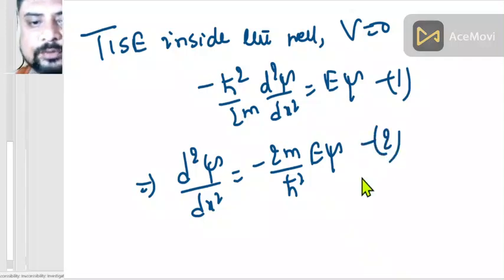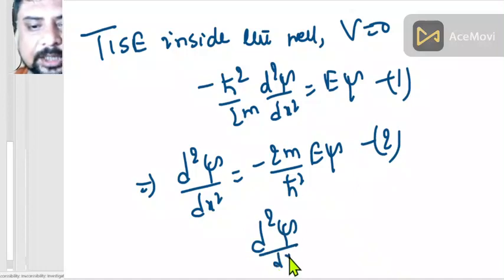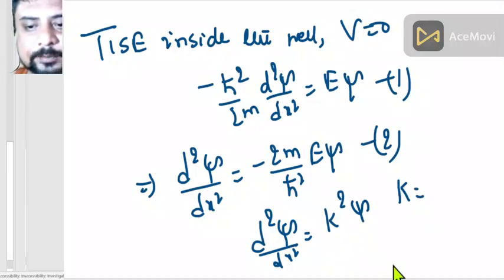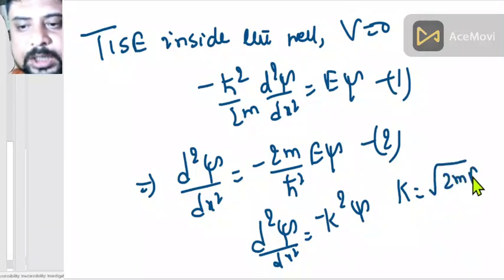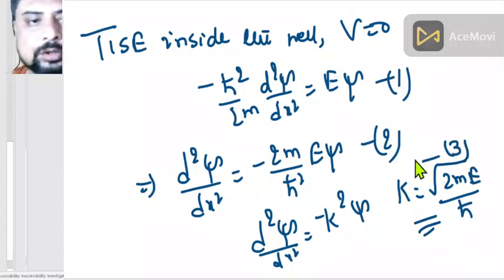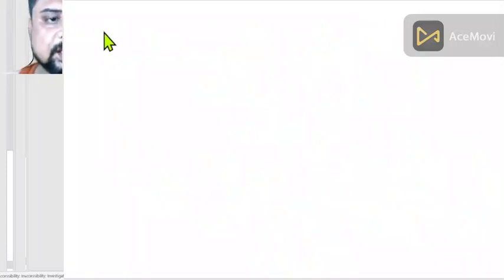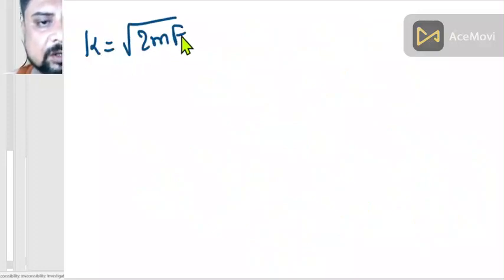This is not something which is very difficult. It is a simple thing. This is mathematically very simple and physically it is very interesting. So we can further write this equation 2 in a convenient form if we assume this thing as k: d2 psi by dx square is minus k square psi, where k is root under 2mE by h bar.